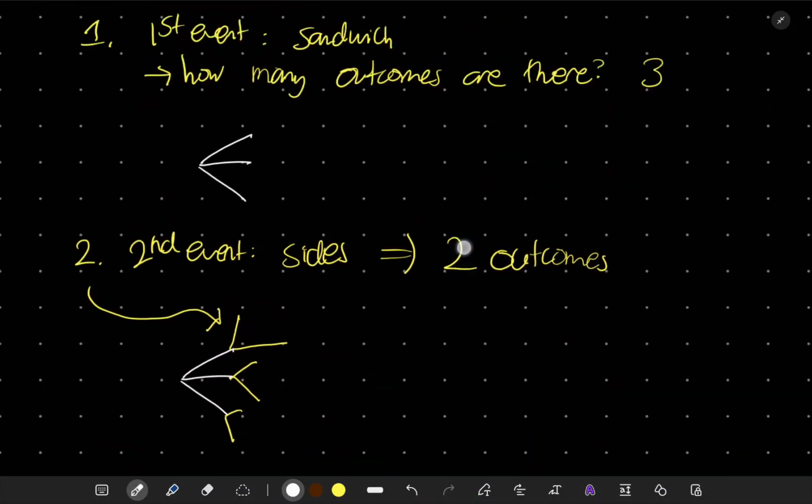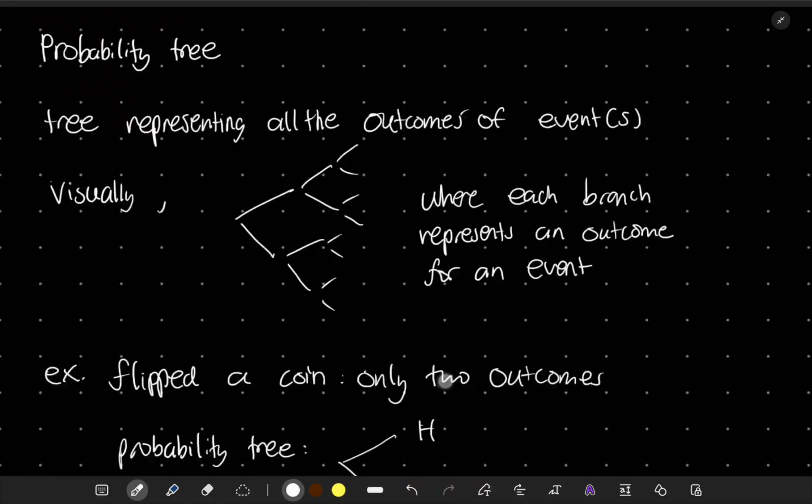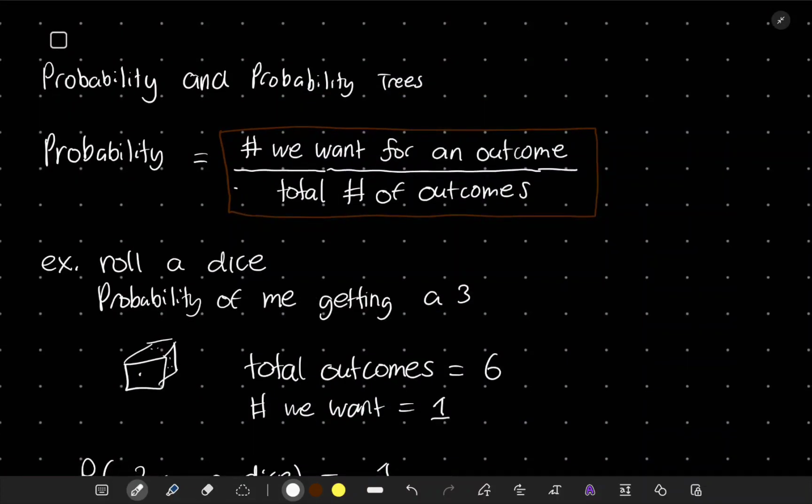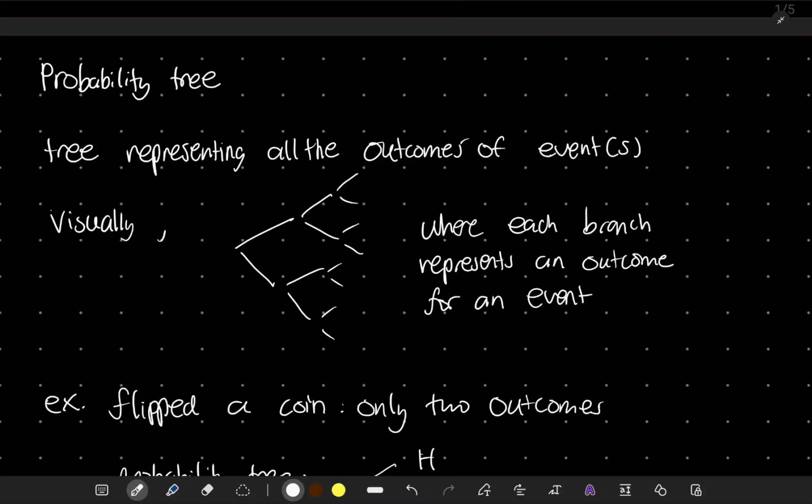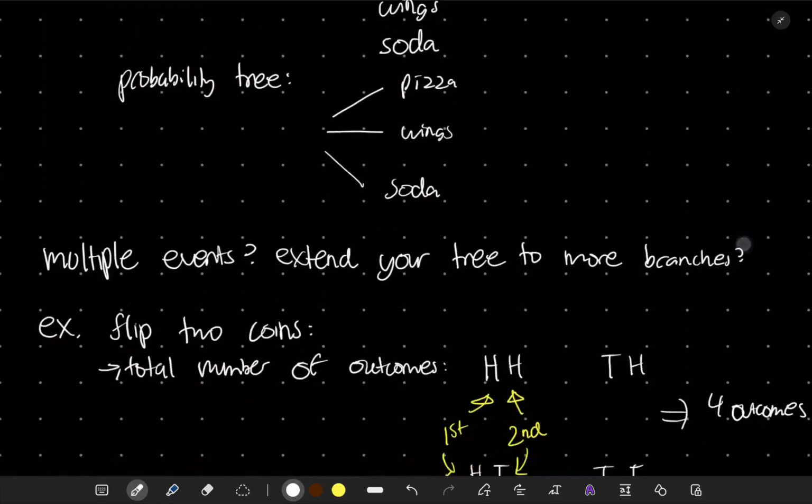Okay, prior to learning this next thing, which is called expected value, we were learning about probability and probability trees. Probability, again, is just the number that we want for an outcome over the total number of outcomes that happen for an event. And if we scroll down, we were talking about probability trees, which are a visual way to showcase all these outcomes, maybe choosing a particular one that we want, right?